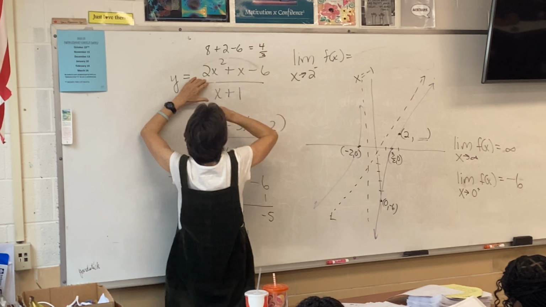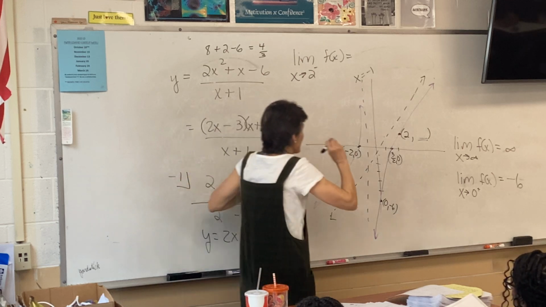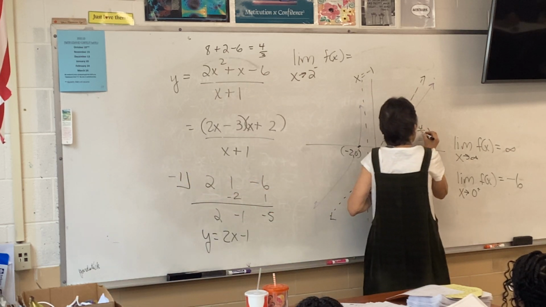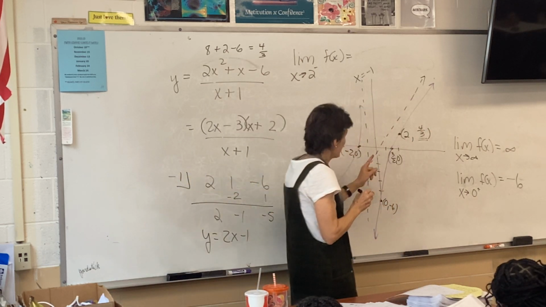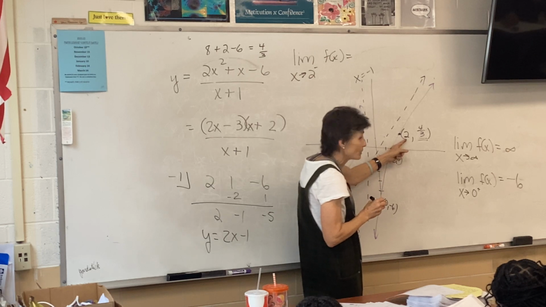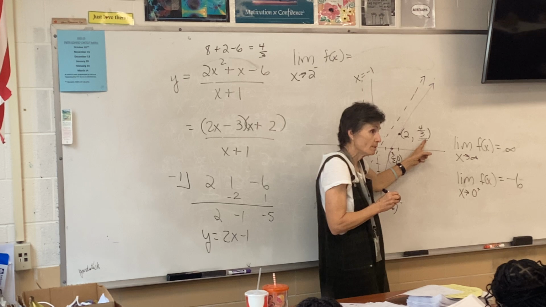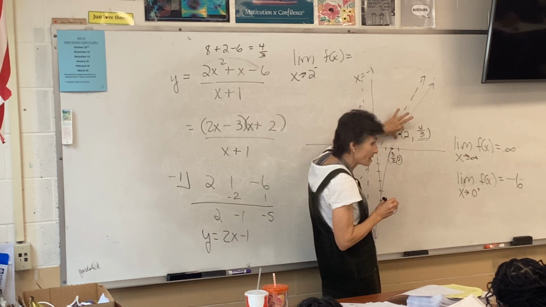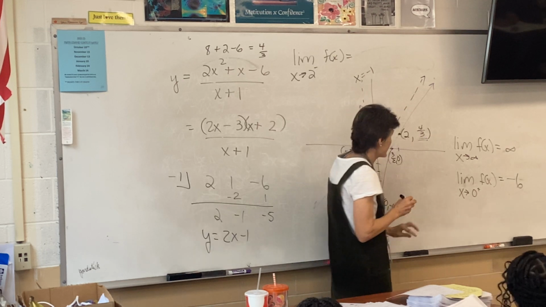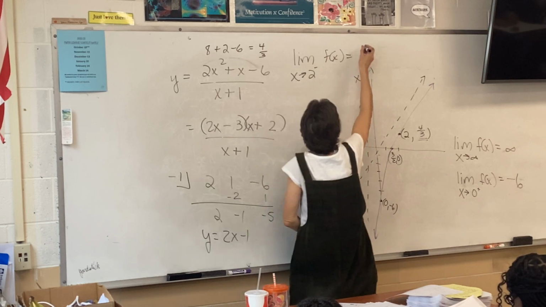Did you get 4 thirds? So this is the point 2 comma 4 thirds. So as x gets closer to 2, y is going to get closer to 4 thirds. Think about it. Isn't that what's going to happen? Yeah. So the answer to that one is 4 thirds.